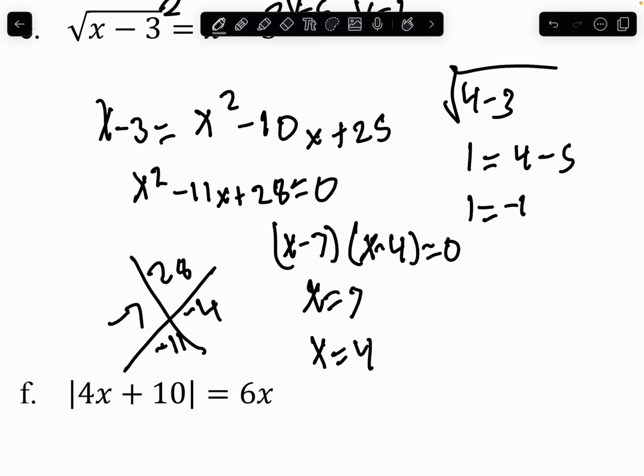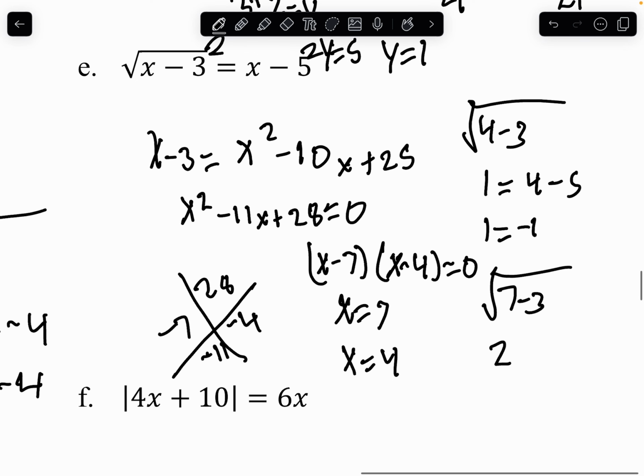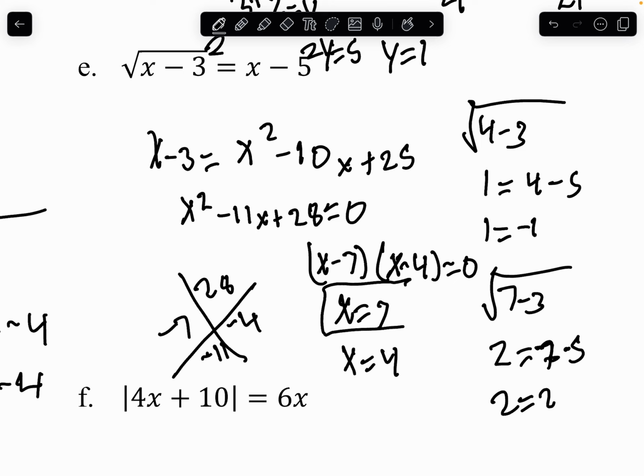I'll test the other one real quick. 7 minus 3. Square root of 4, which is 2. And 7 minus 5 is 2 equals 2. So our answer is x equals 7 for that.